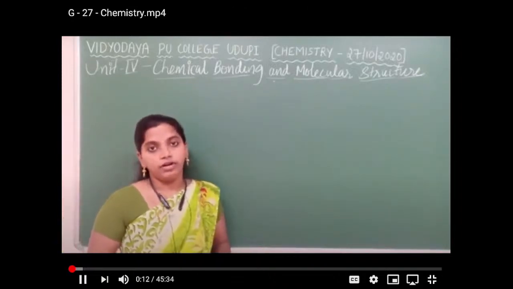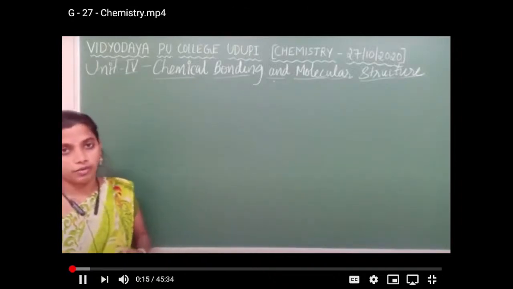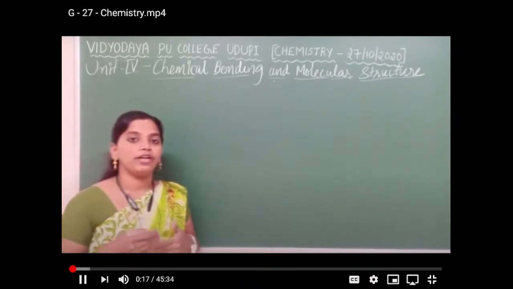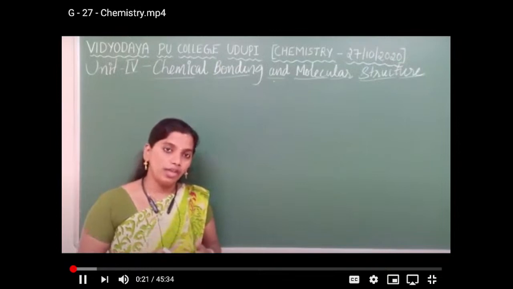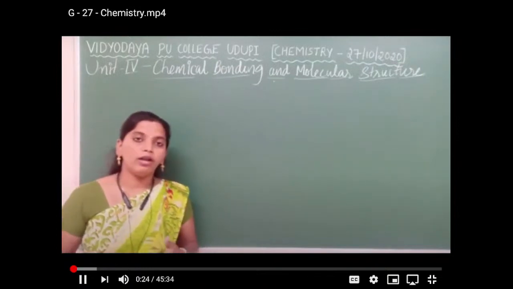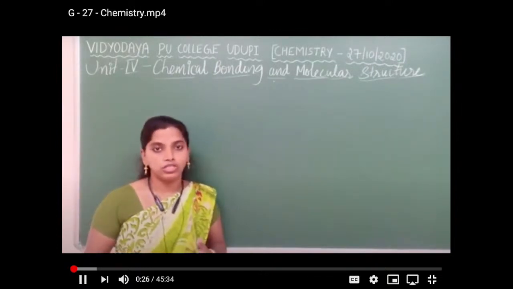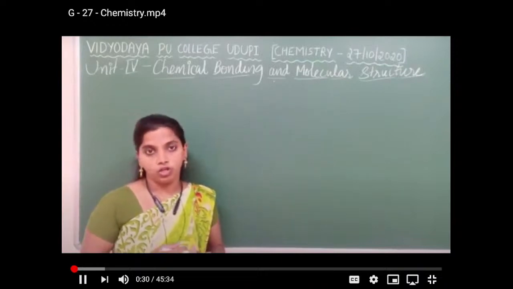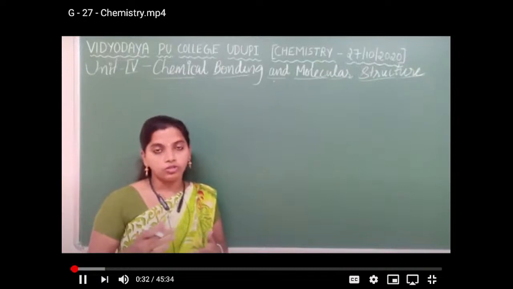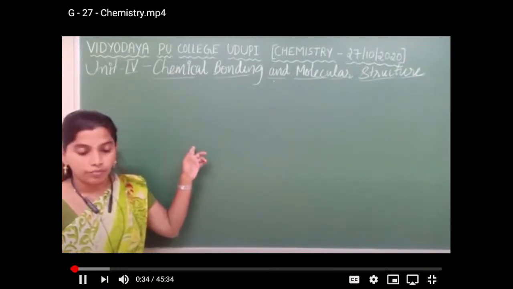Today I am starting with the fourth chapter, that is chemical bonding and molecular structure. We have studied in the first three chapters what is matter and different types of elements, its configuration, and some of the elements, for example gases like hydrogen and oxygen, they exist in the molecular state like O2 molecule and hydrogen molecule. That we are studying in this chapter.